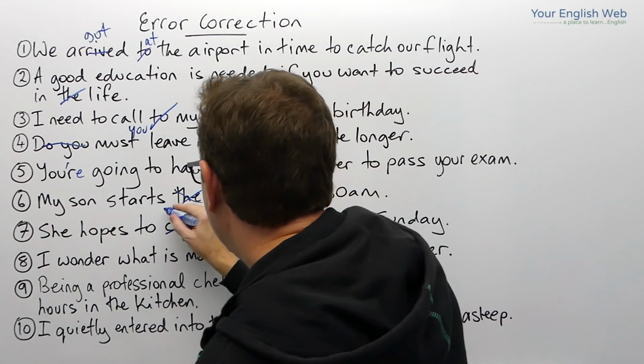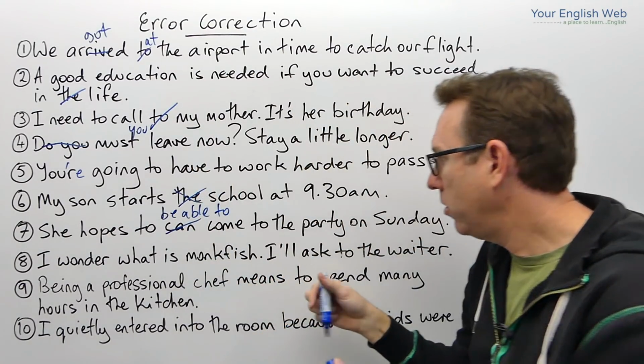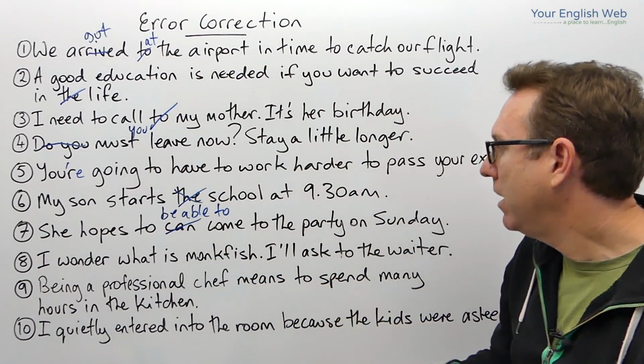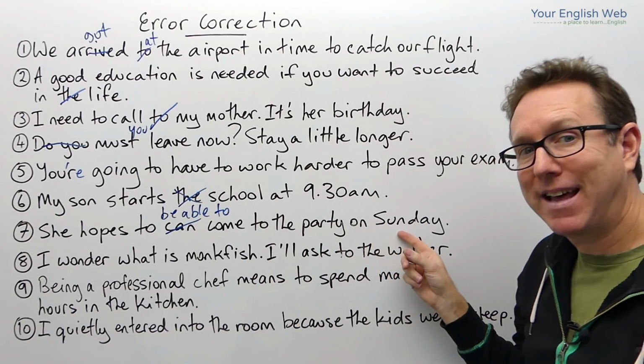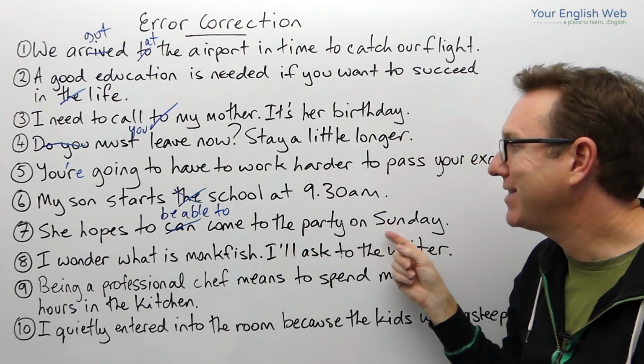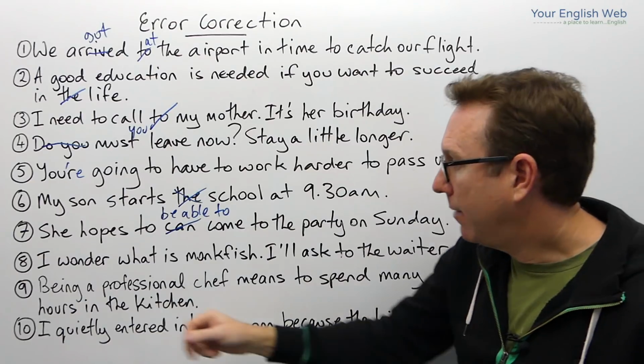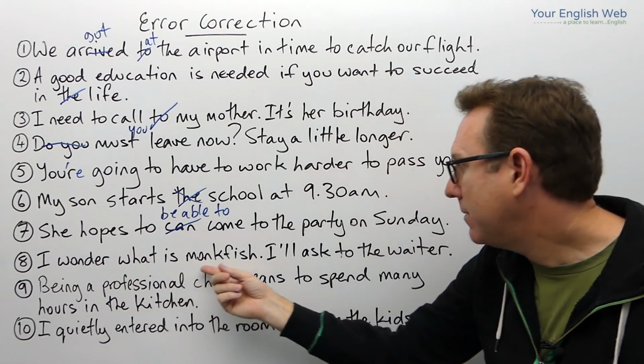She hopes to be able to come to the party on Sunday, okay? She hopes to be able to come to the party on Sunday. In the future, you can't use can. All right, number 8. I wonder what is monkfish.